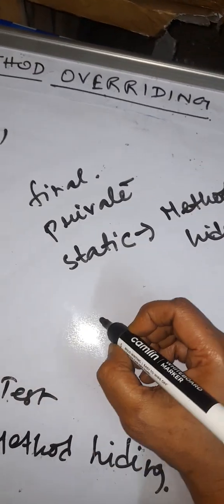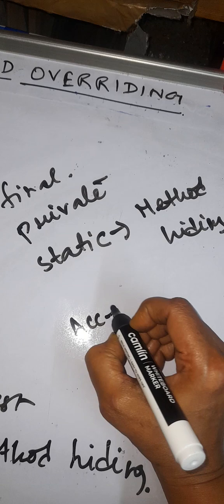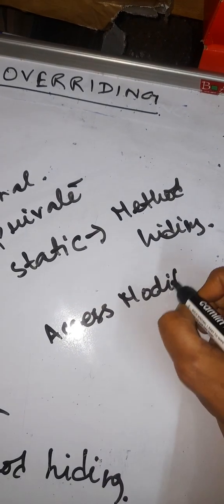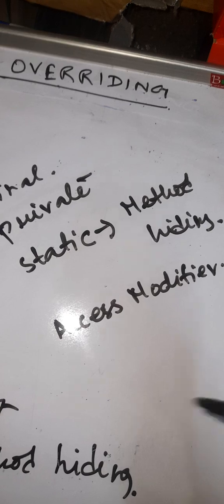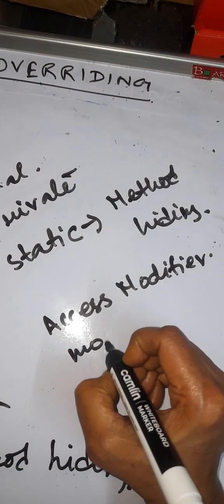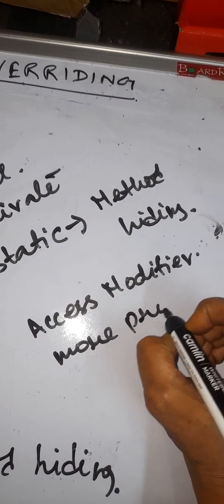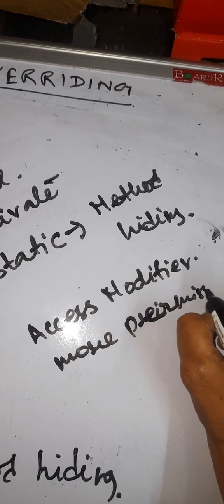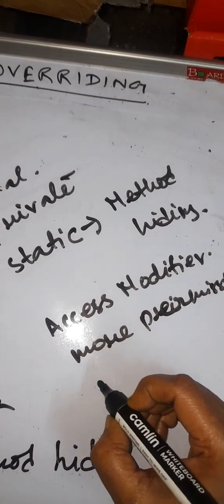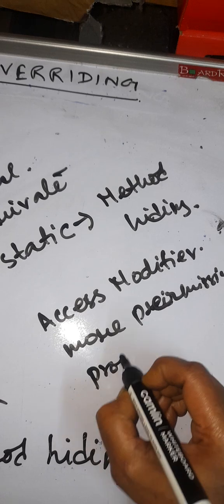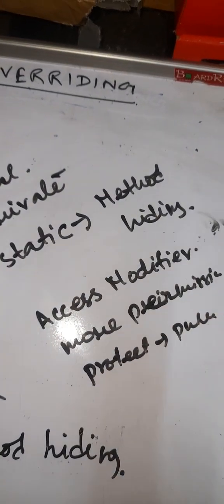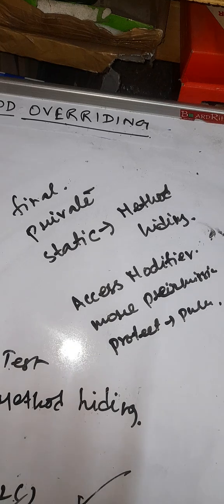Clear? And the last part is the access modifier. You can change the access modifier. How can you change it? What you mention in the child class should be more permissible. What is more permissible? If you declared it as protected, then going from protected to public is possible. Clear? And that is already completed.